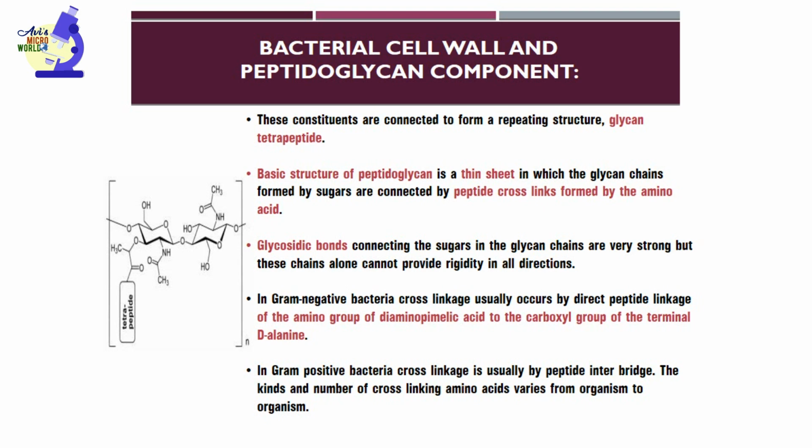In gram-negative bacteria, cross-linkage usually occurs by direct peptide linkage of the amino group of diaminopimelic acid to the carboxyl group of the terminal D-alanine. In gram-positive bacteria, cross-linkage is usually by a peptide interbridge. The kinds and number of cross-linking amino acids vary from organism to organism.